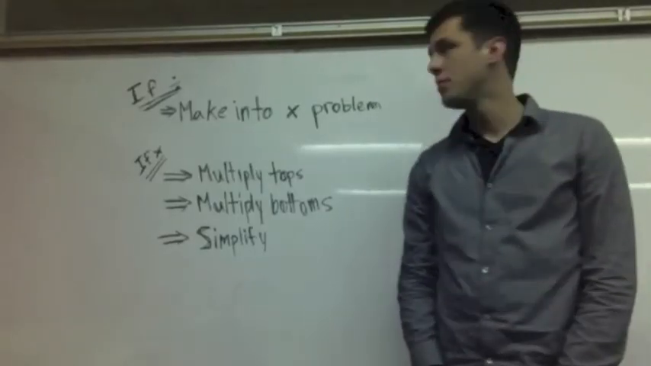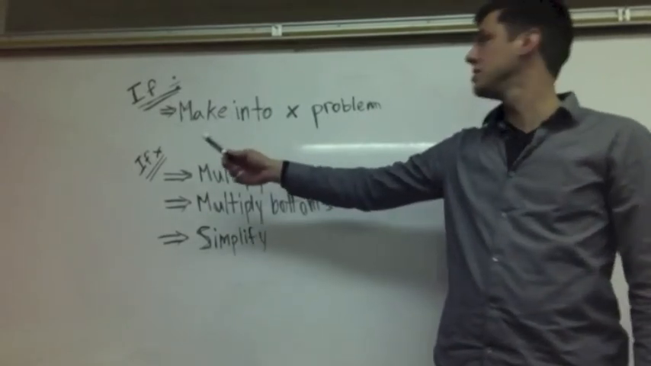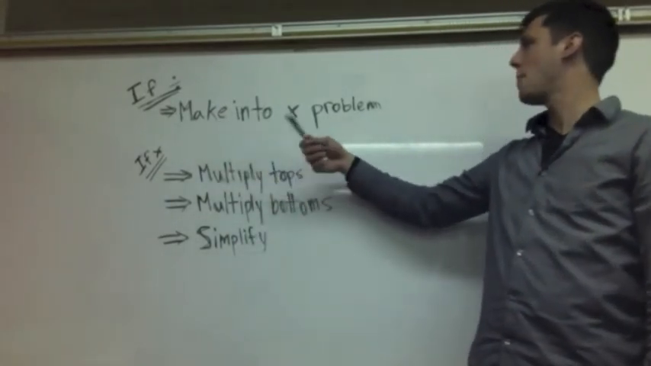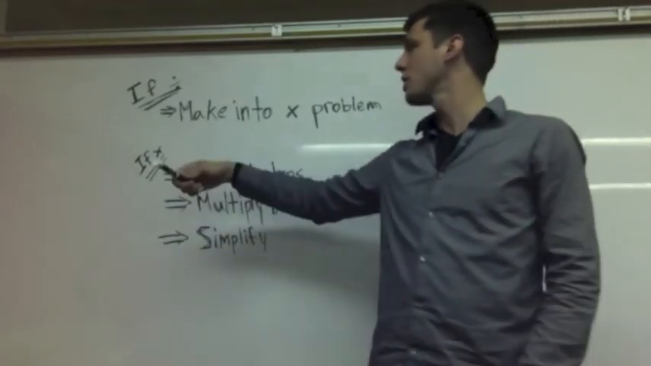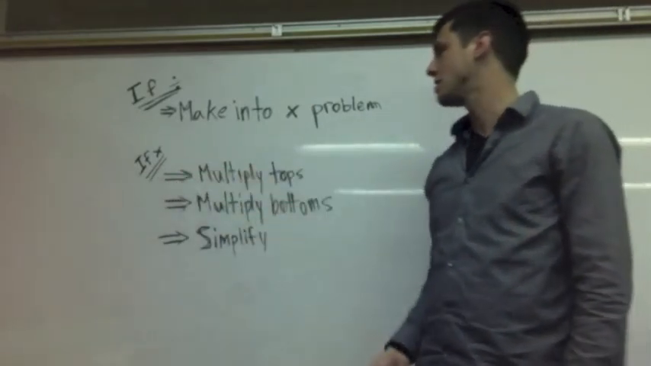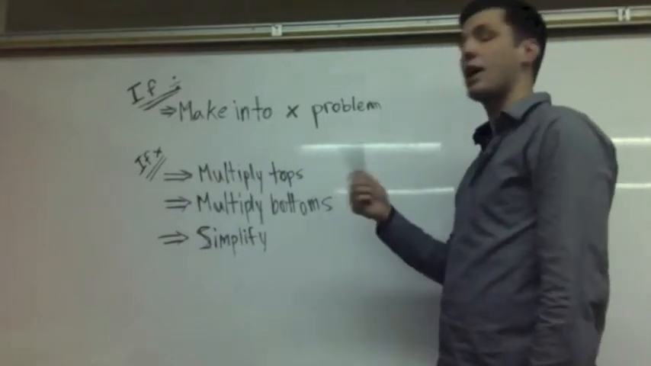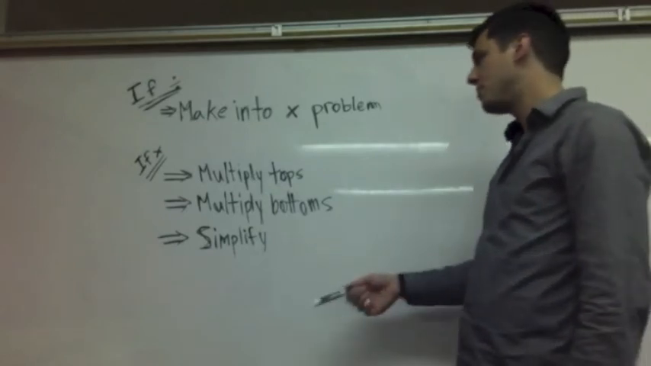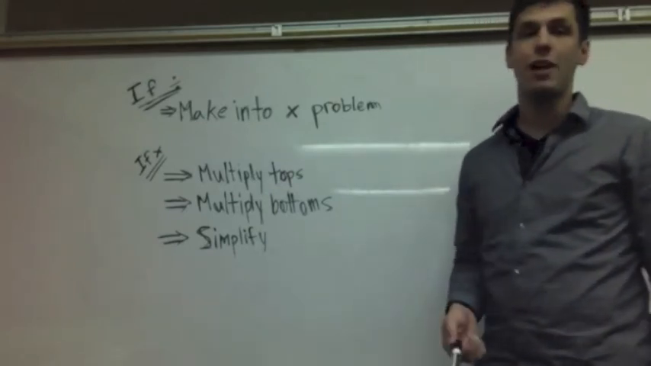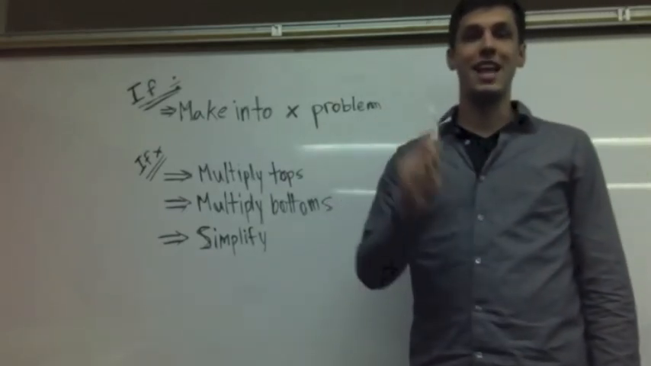So to review, if you're dividing two fractions, you change them into a multiplication problem. But if you're working with multiplying two fractions, first you multiply the tops, figure out what that is. Then you multiply the bottoms, put that on bottom. Then you simplify the new fraction. And that is your lesson for today.